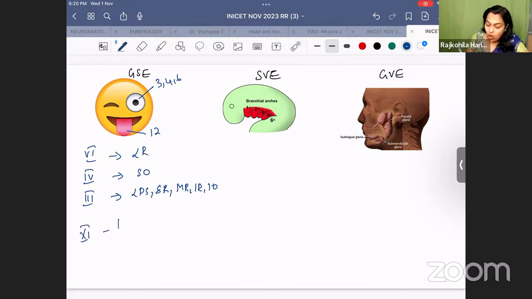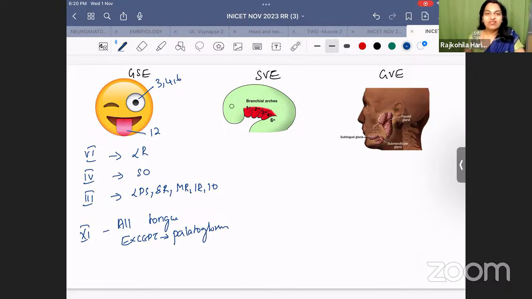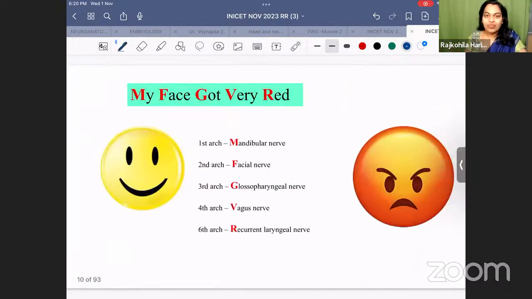It supplies all the muscles of the tongue except, who's going to tell me? Except palatoglossus. What do you mean by special visceral efferent column? Okay. The nerves which are going to supply the muscles derived from the pharyngeal arches. So you can easily remember it using this.